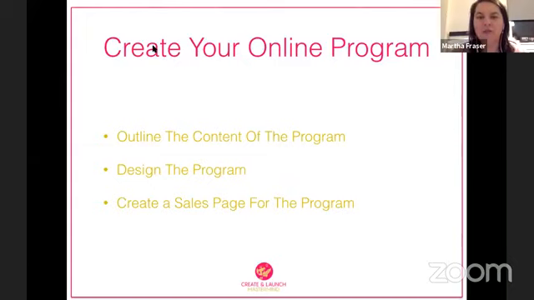So how to create your online program? Okay, so the first thing you need to do is you need to create the outline. You need to outline the content of your program. So we've done a lot now on clarity. We've done a lot on who you are, what you're selling, who your customer is. So what you need to do then is you need to outline the content of the program. Get that down into how you're going to lay out the program, okay?